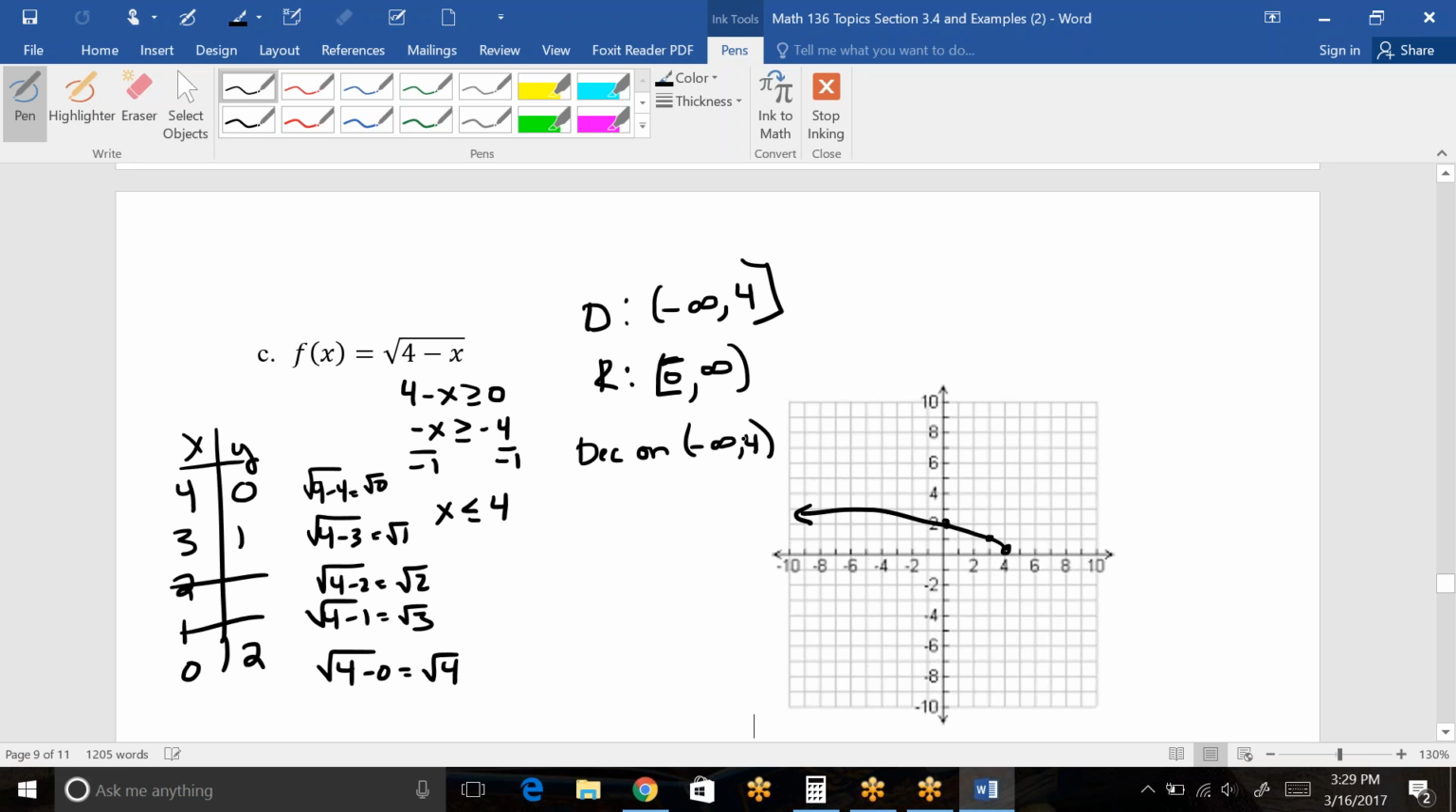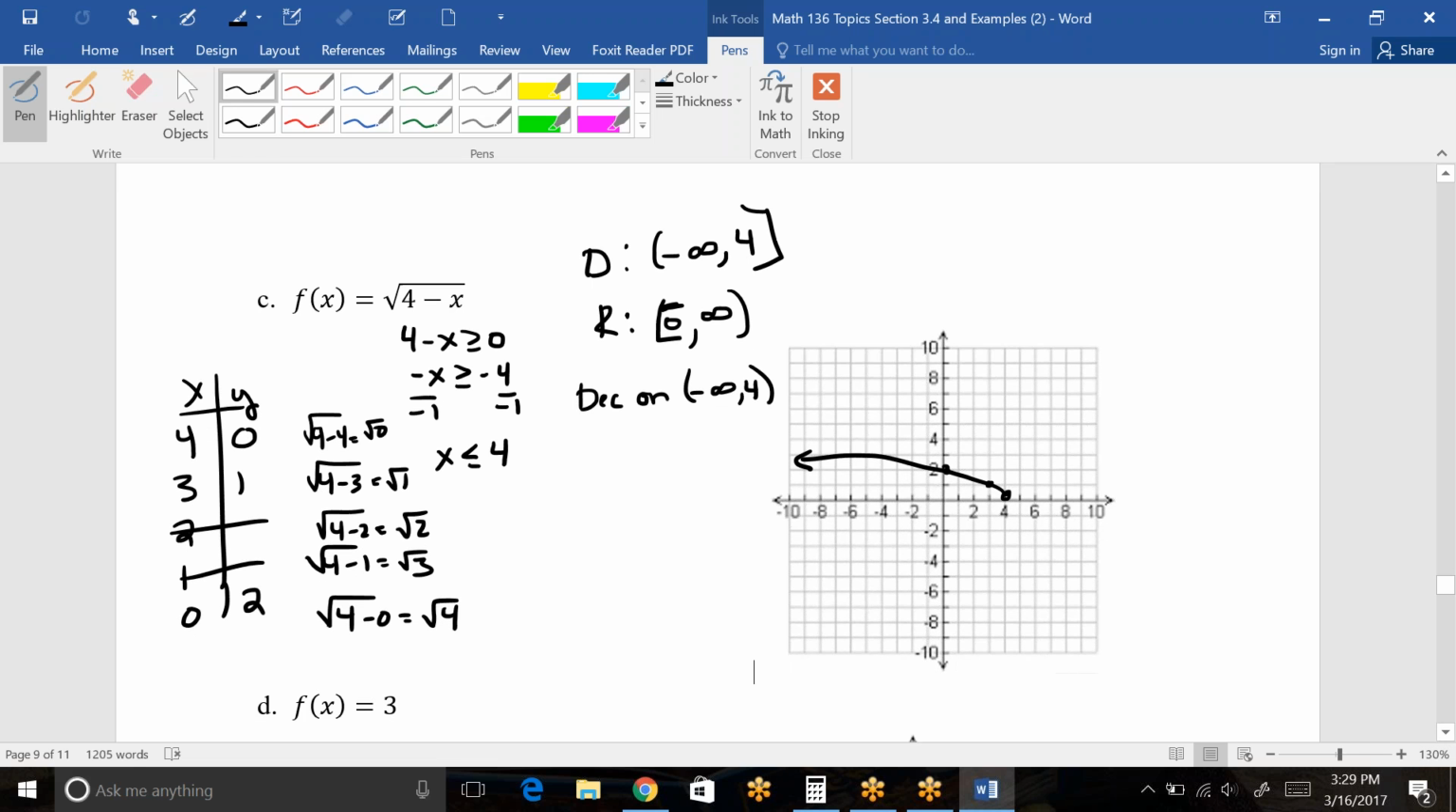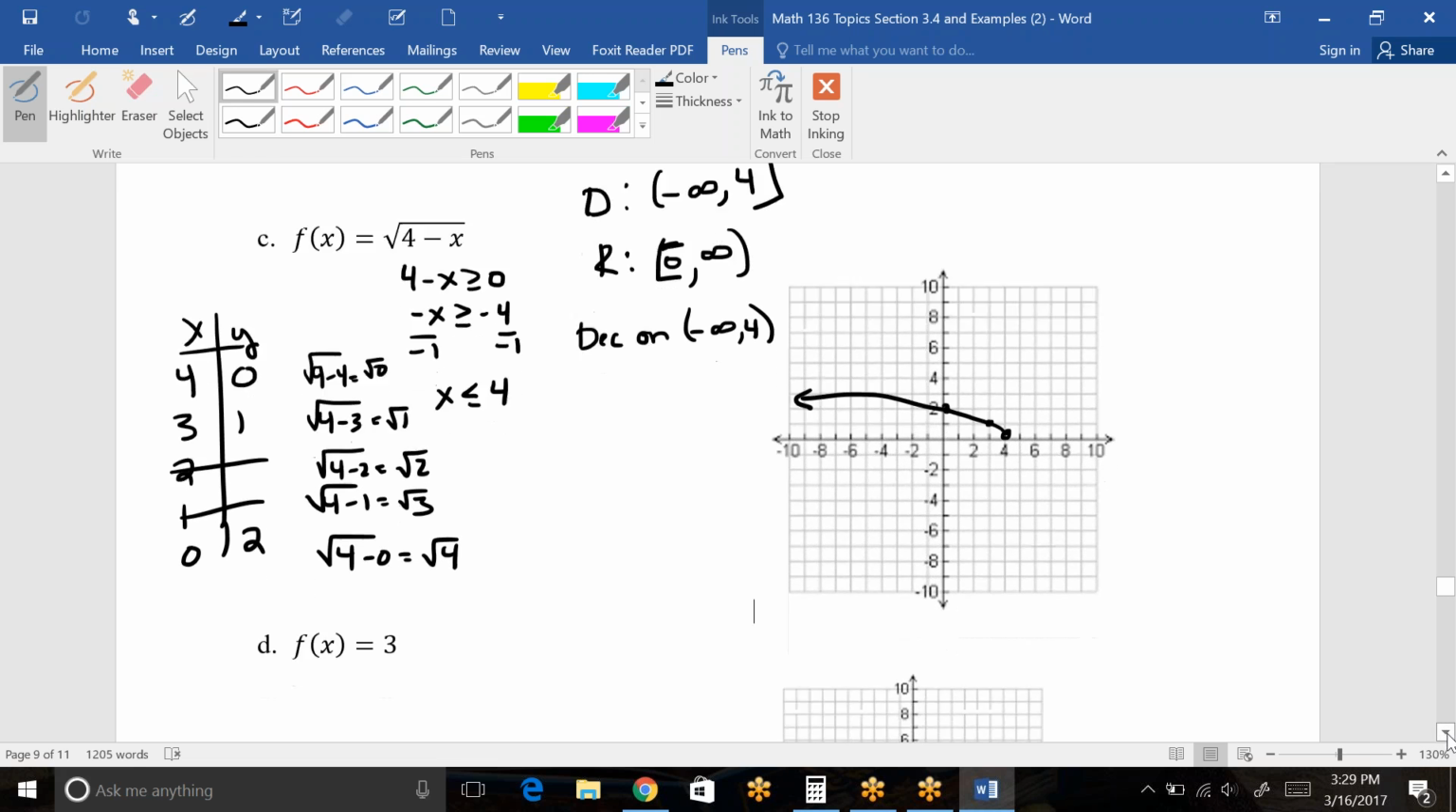Now we don't use a bracket on increasing, decreasing, and constant. I know WebAssign sometimes does. They really shouldn't, because you are not able to decrease on a singular point. You decrease over an interval. So if they use a bracket, they use a bracket, but you really shouldn't.